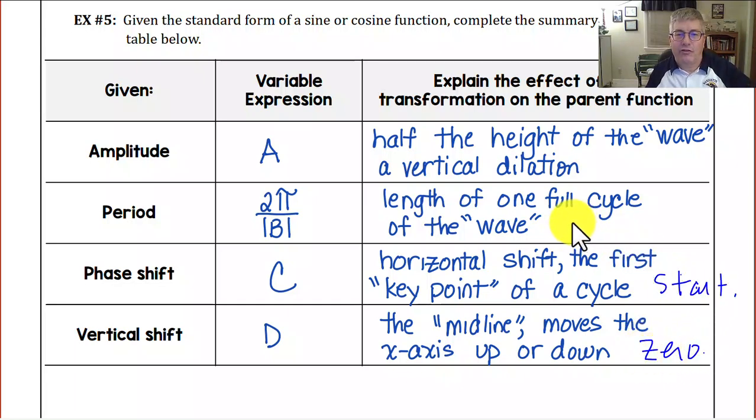That's our first look at transformations of sine and cosine curves, and we'll get some more practice with this when I see you in class.